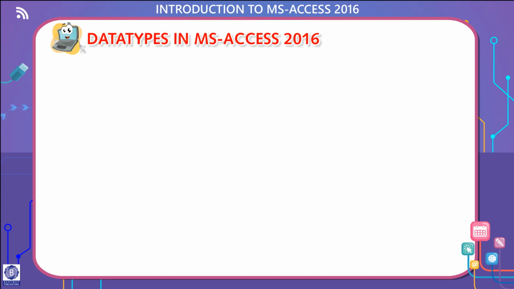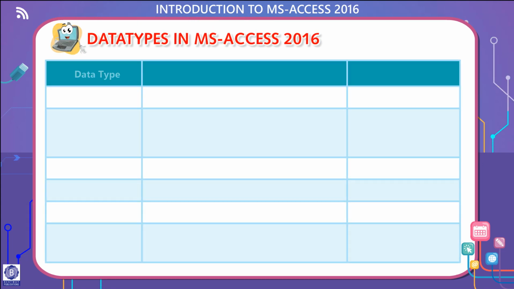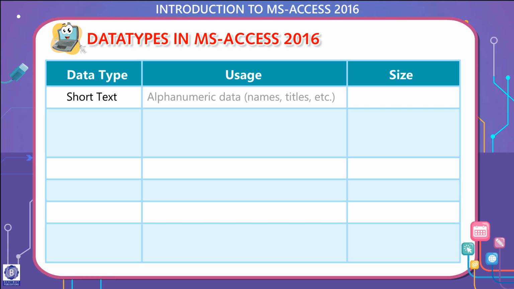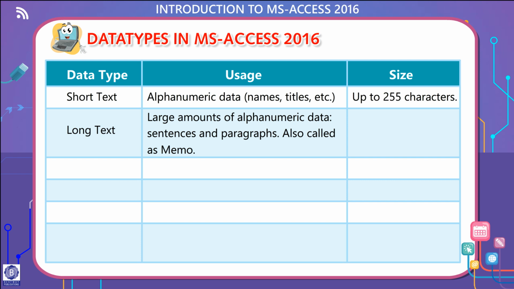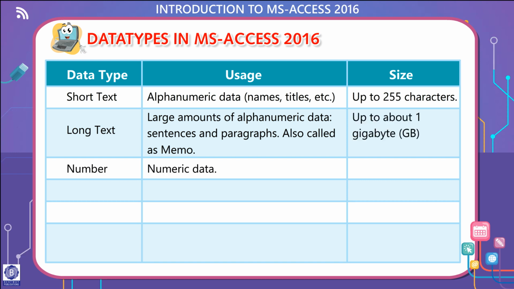Data types in MS Access 2016. Data type, usage, size. Short text: alphanumeric data, names, titles, etc., up to 255 characters. Long text, also called memo: large amounts of alphanumeric data, sentences and paragraphs, up to about 1 gigabyte (GB). Number: numeric data, 1, 2, 4, 8 or 16 bytes.